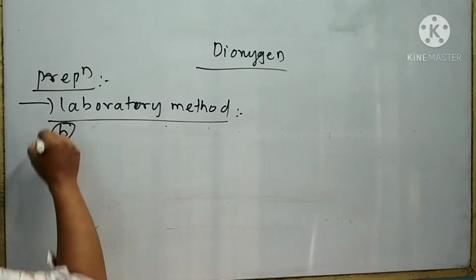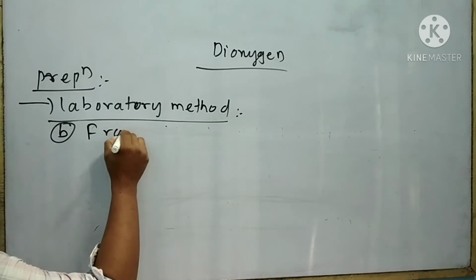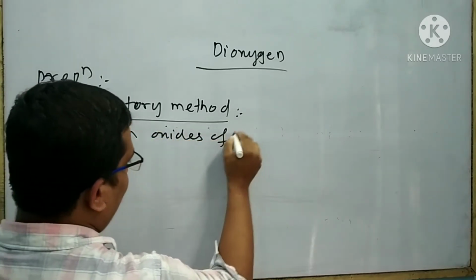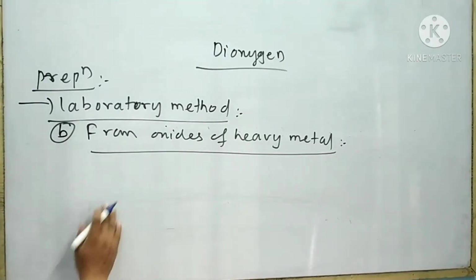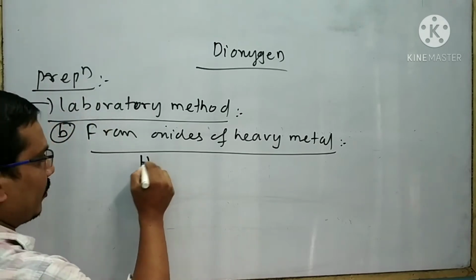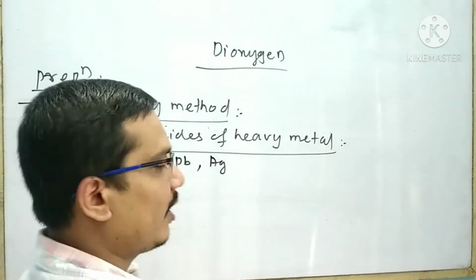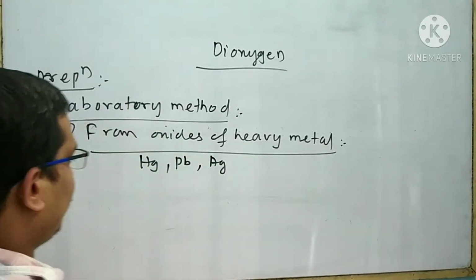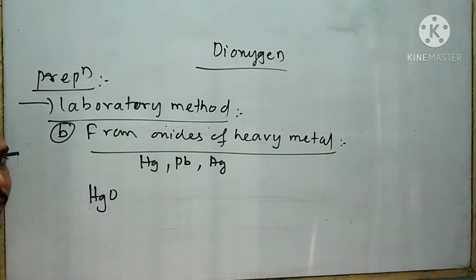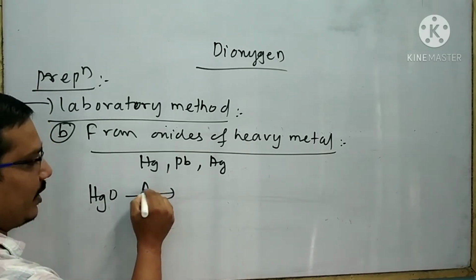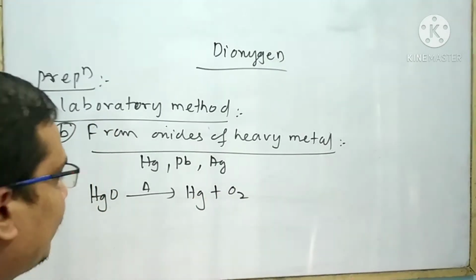Next I will discuss the second laboratory method of preparation of dioxygen, from oxides of heavy metals. The oxides of heavy metals like mercury, lead and silver, when heated, give dioxygen. Suppose I take the oxide of mercury, HgO. When HgO is heated, Hg and oxygen are formed.